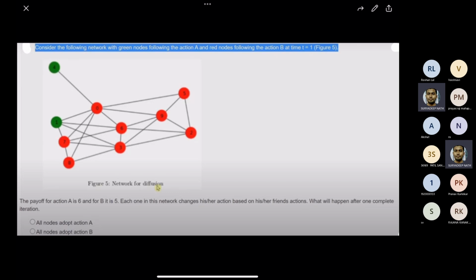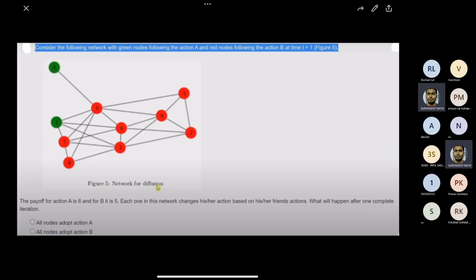so it will eventually become red itself. But if you consider node 0, it has two greens and I think one, two, three, four, five reds. So five reds will outweigh the two greens. So 2 into 6 is 12 and 5 into 5 is 25. So 0 won't change its action.